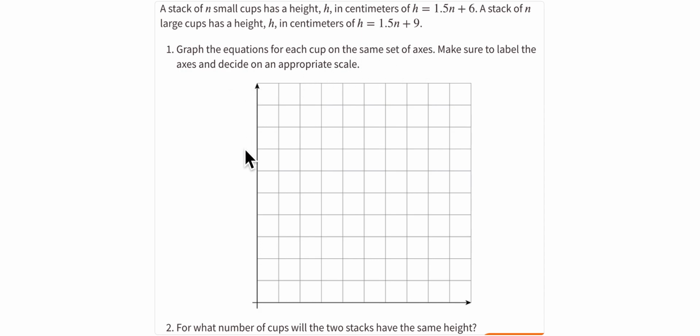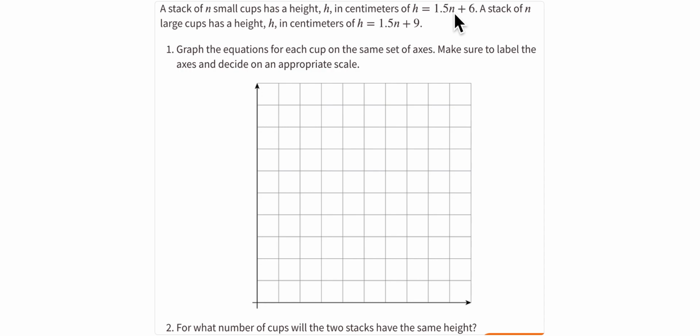Make sure to label the axes, so label the y-axis and label the x-axis, and decide on an appropriate scale, so whatever numbers you choose for these grid lines. Then it says down here, for what number of cups will the two stacks have the same height? So let's go through what these numbers mean.